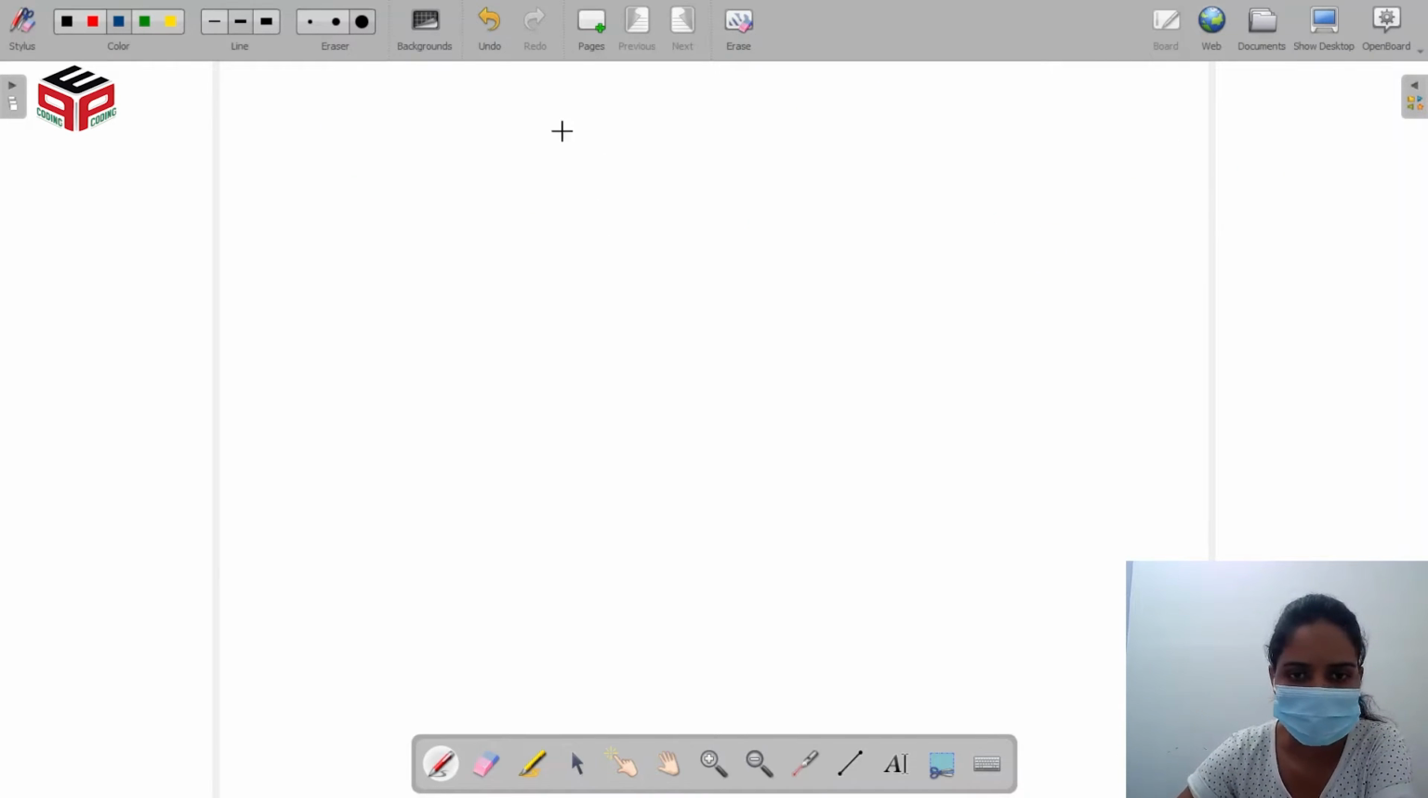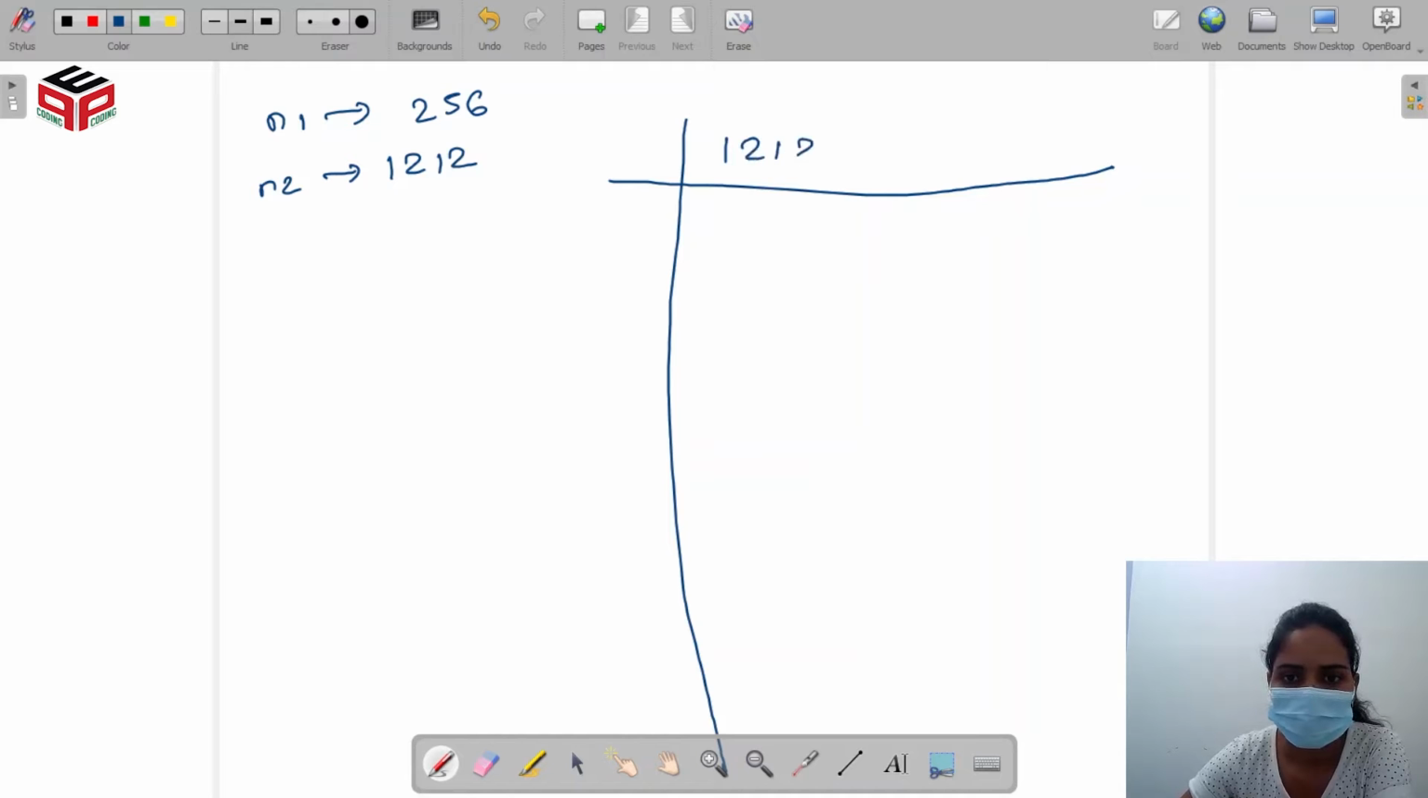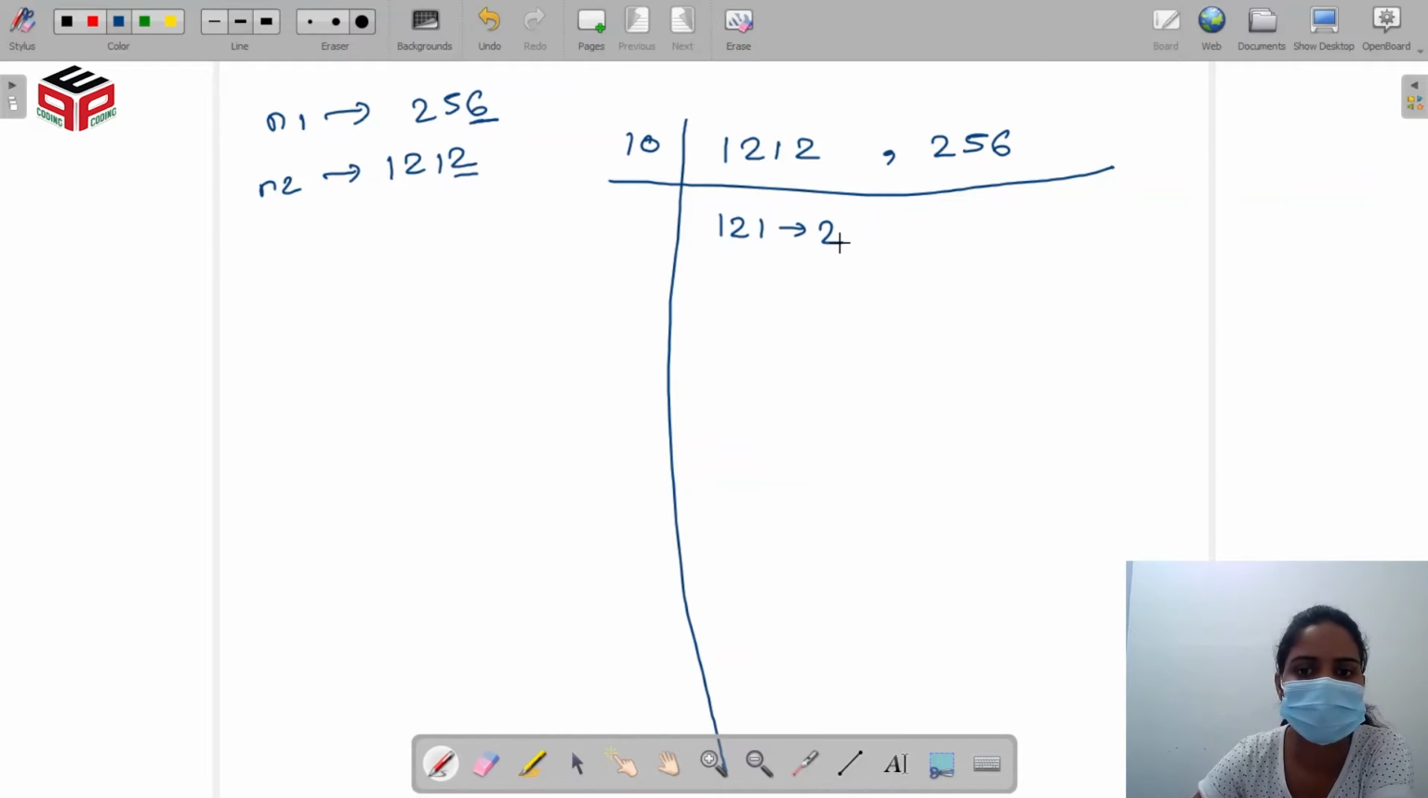But before coding, let me discuss something. N1 is 256 and N2 is 1212. We divide each number by 10. Why are we dividing by 10? Because I want the last digits. Initially we are working digit by digit. Dividing 1212 by 10, we get 121 as the quotient and 2 as the remainder. In 256, we get 25 as the quotient and 6 as the remainder.